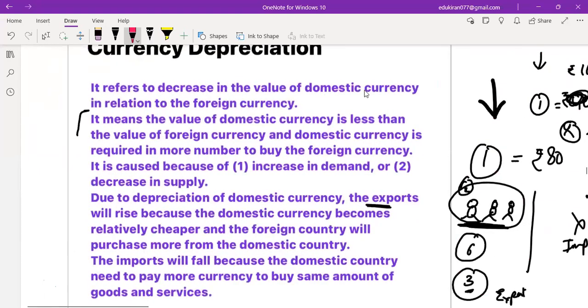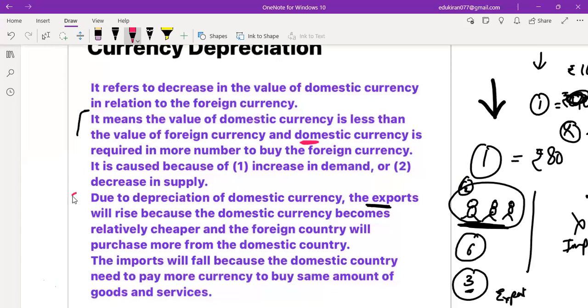So depreciation refers to decrease in the value of domestic currency in relationship to the foreign currency. It means the value of domestic currency is less than the value of foreign currency, and domestic currency is required in more number. Earlier you needed 10 rupees, but now you need more to buy the foreign currency. It is caused because of increase in demand and decrease in supply. Due to depreciation of domestic currency, the export will rise because the domestic currency becomes relatively cheaper and the foreign country will purchase more. The import will fall because the country needs to pay more currency to buy the same product.